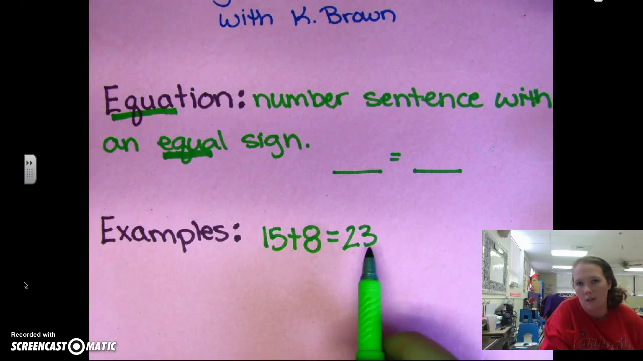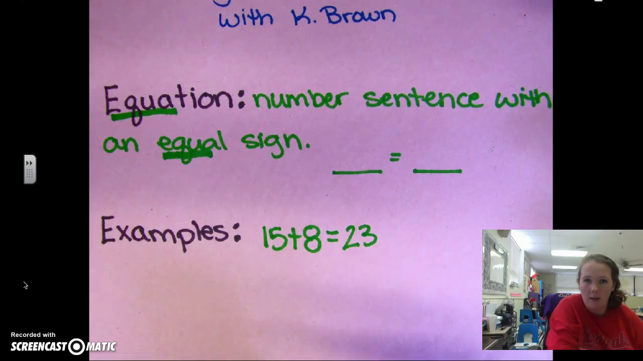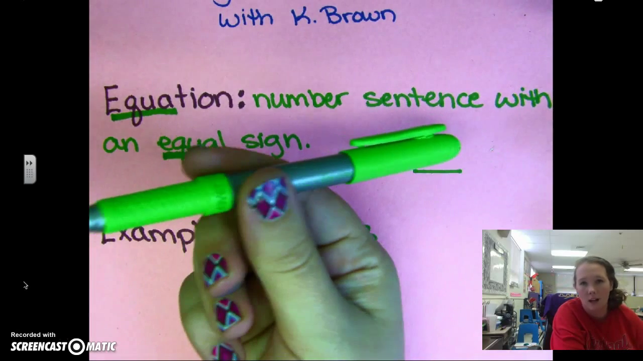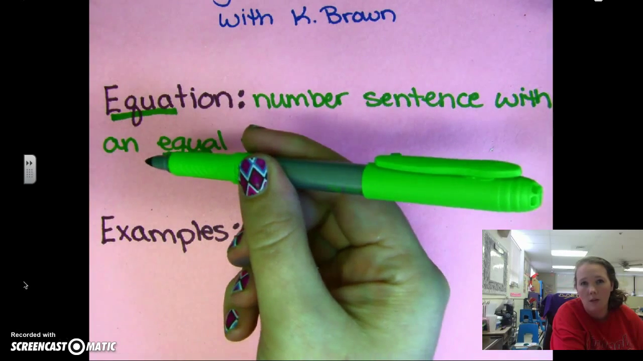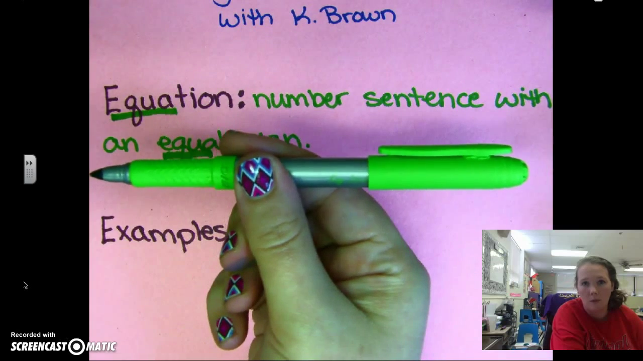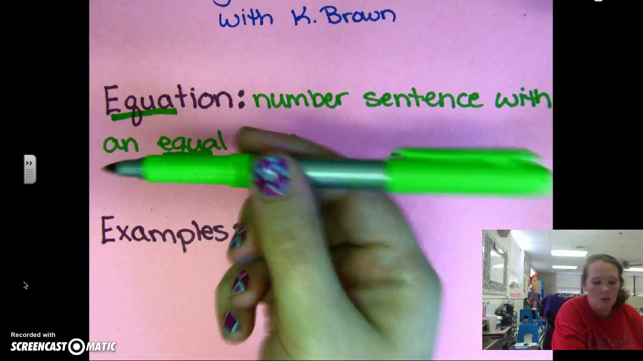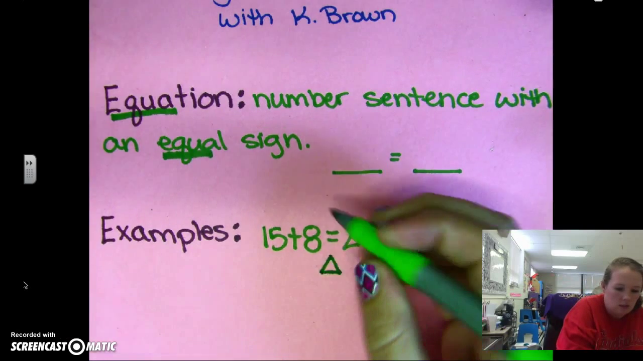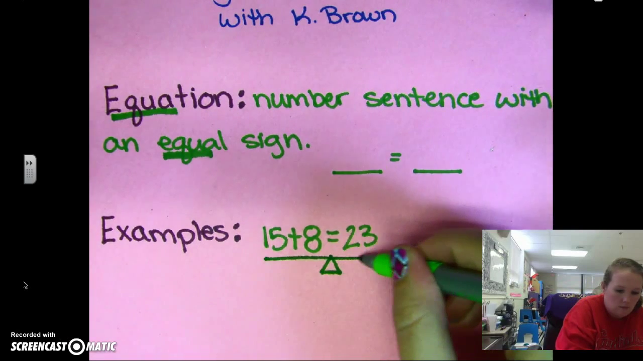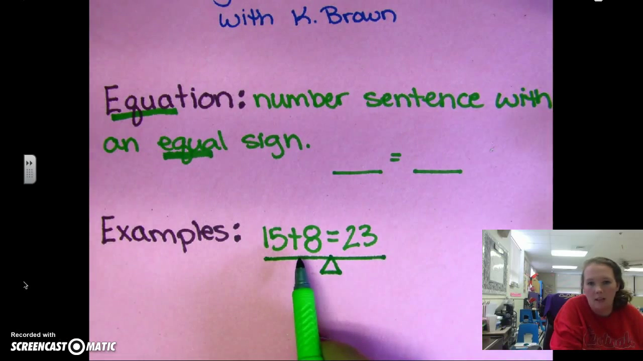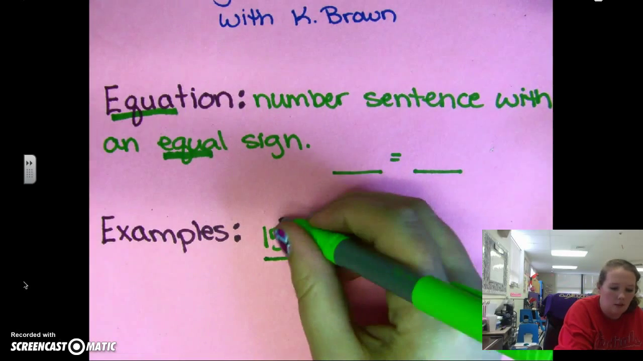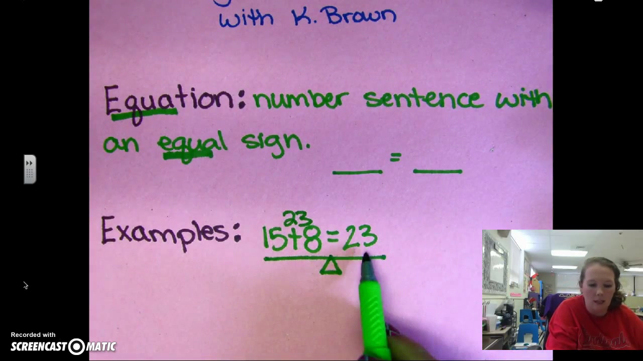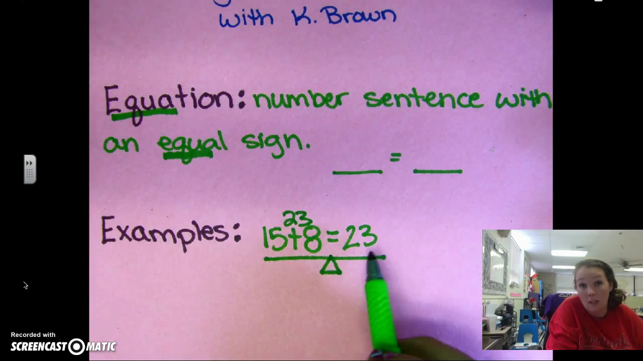You could also think of it like a teeter-totter or a pan balance where it has to be the same on both sides or else one side's heavier and it's not equal. The equal sign has to be the same, so it needs to be exactly even. So I'm going to draw it like this, a teeter-totter. 15 plus 8 is 23. If I add it together, this is 23. So I have 23 on this side, and I have 23 on this side, so it's equal.